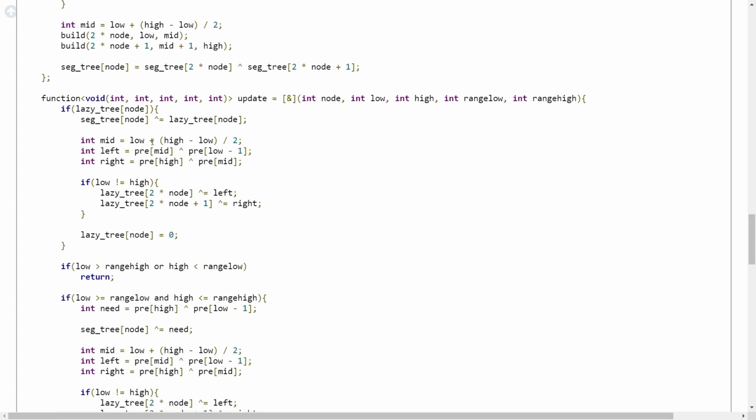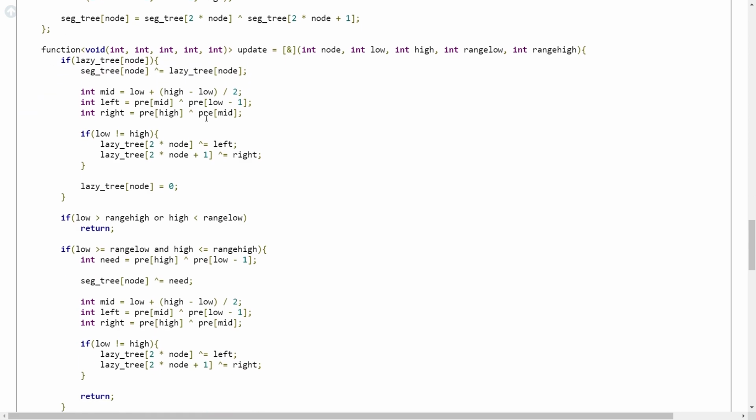Right. Similarly, in my update function, if my lazy tree of current node is greater than 0, that means I need to update my current node, and I'll update my current node with the XOR value of lazy tree of node. Right. Now, since I want to update the left half and the right half as well, I'm going to calculate what is the value of XOR that I need to pass on to the left half. So it is going to be the XOR in the range low to mid, right? So I can find it as tree of mid XOR tree of low minus 1. Similarly, I need to find the value of XOR from mid plus 1 to high. So I'm doing tree of high XOR tree of mid, right?